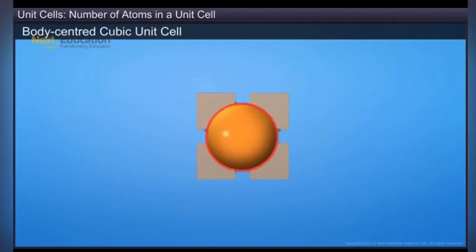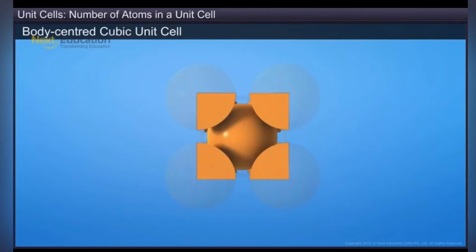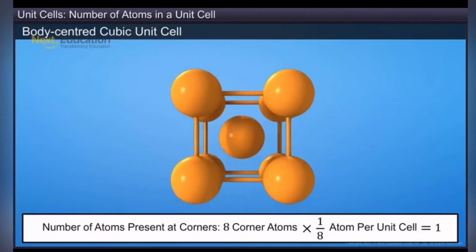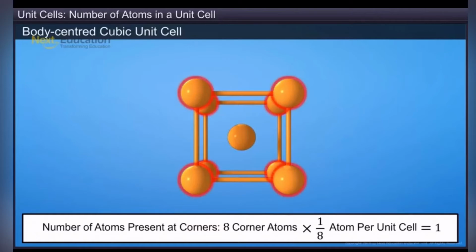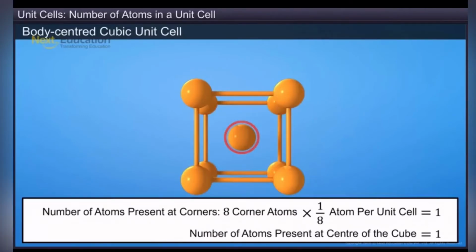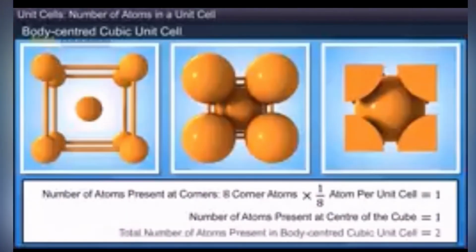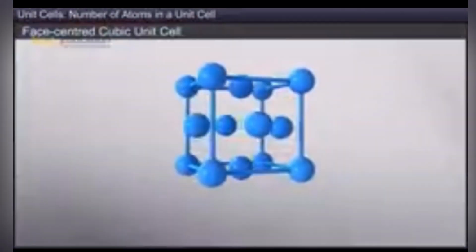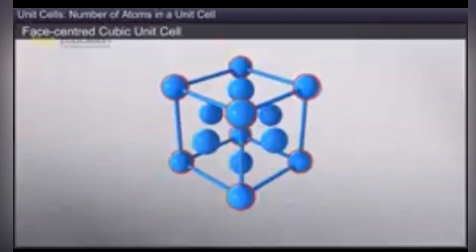So number of atoms in this type of body centered cubic unit cell is equal to 8 corners into 1/8 atom per unit cell plus 1 atom at the center of the cube. So the total makes it 2. Number of atoms in body centered is 2. Now let us continue with the third one.